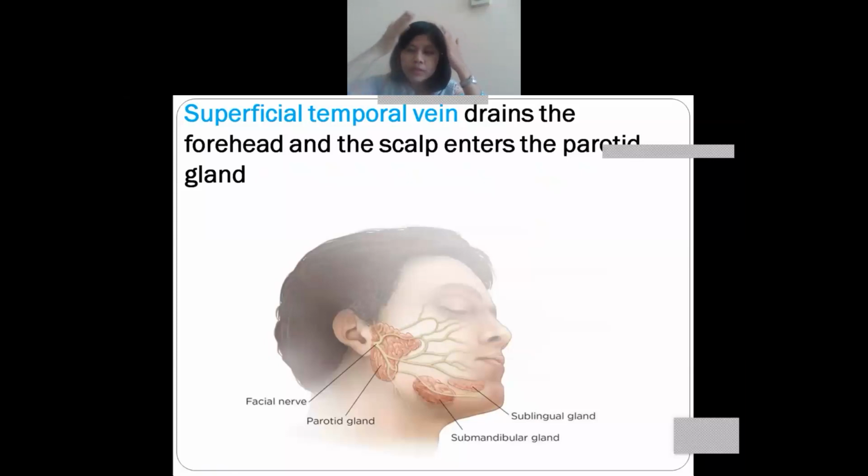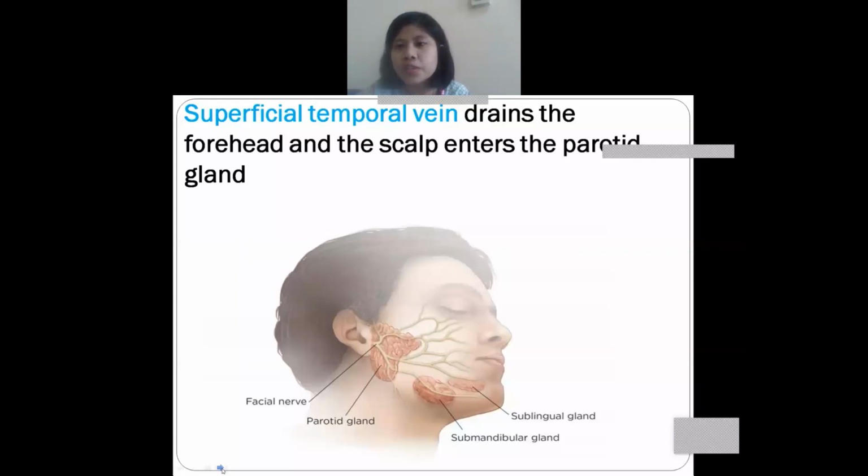So what happens from the forehead? This is the forehead, and this is your scalp, right? From the scalp and your forehead the deoxygenated blood comes and goes into the superficial temporal veins, and after that they come in this area and enter the parotid gland. So here is your parotid gland, and they will go and be here in this place.